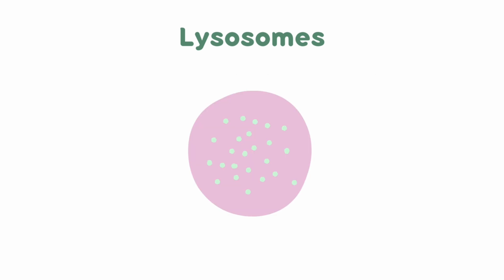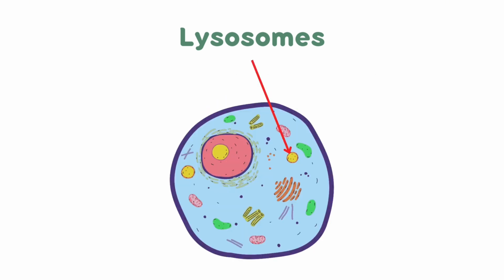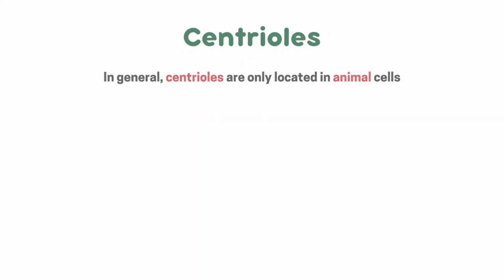Here you can see a lysosome. It contains hydrolytic enzymes. And here's what lysosomes look like in an animal cell. And now we're on to centrioles. In general, centrioles are only located in animal cells.